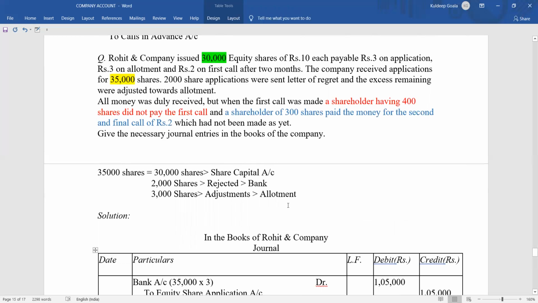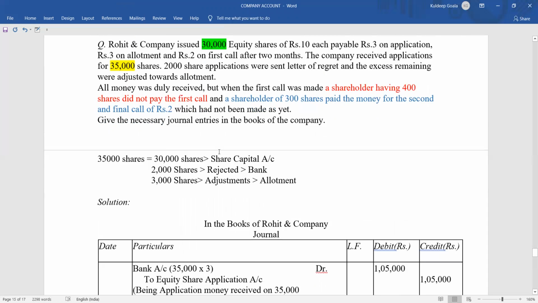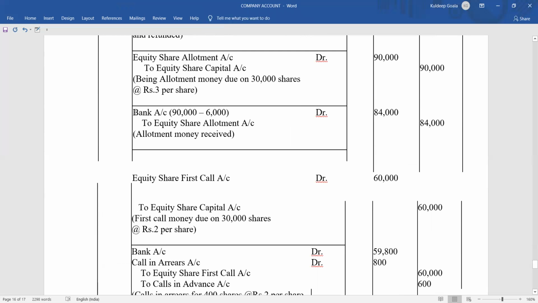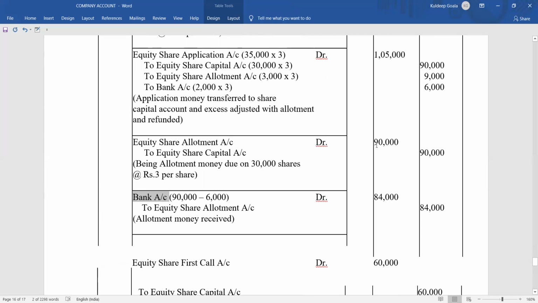Then coming to the next one, the receive entry, at the time of receiving. Just check whether there is any problem with allotment. All the money was duly received, but when the first call was made, a shareholder failed. So there's no problem in case of allotment. So what will be the receive entry? Bank account debit to equity share allotment account. How much are we going to receive? Our amount due was 90,000, and we have already received 9,000 rupees in the allotment.